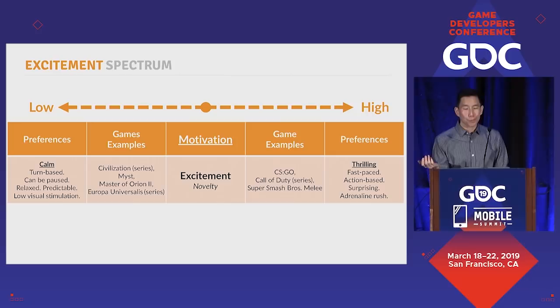So on the high end, you have action shooters and action fighters like CSGO, Super Smash Brothers, games that are fast-paced and we're constantly bombarded with new information. And on the low end, we find games that are turn-based, or even games that are typically played while paused, like Europa Universalis. These are games where you have perfect control of the pacing. If you need more time, you can take as much time as you need. Nothing in the game world changes until you're ready for a change to happen. So in this sense, the game experience is predictable. Things tend to change in very incremental and gradual ways. The game state from one moment to the next is very similar.